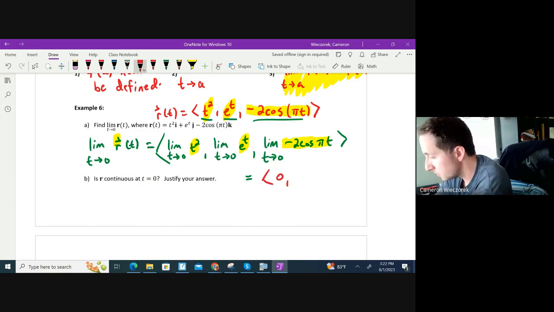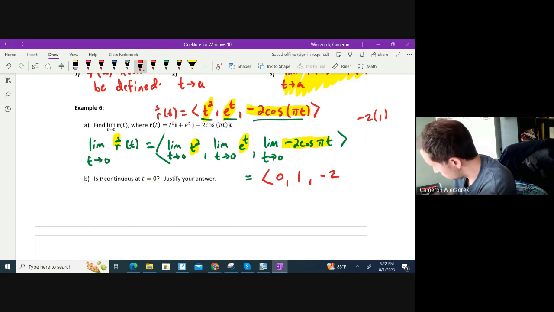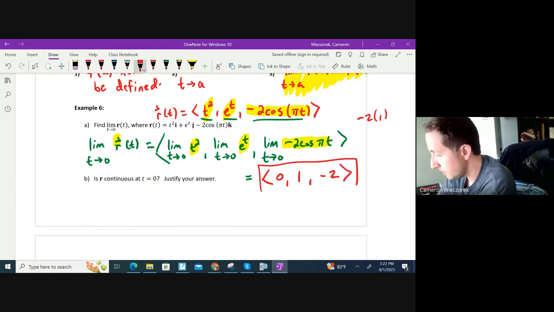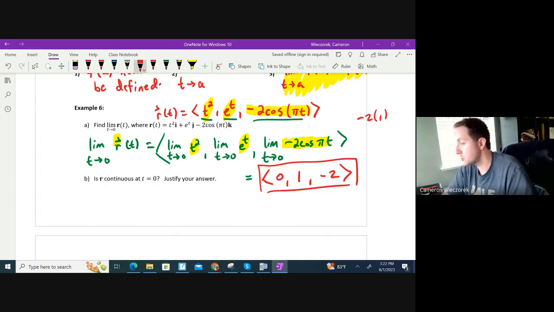If I plug in 0 to the second function, e to the 0 is 1. And if I plug in 0 to the last component, the cosine of pi times 0 would be the cosine of 0, which is 1. And then I'm multiplying it by -2. -2 times 1 is -2. Okay. That's my limit. It's a vector. The limit as t approaches 0 approaches that vector 0, 1, -2.